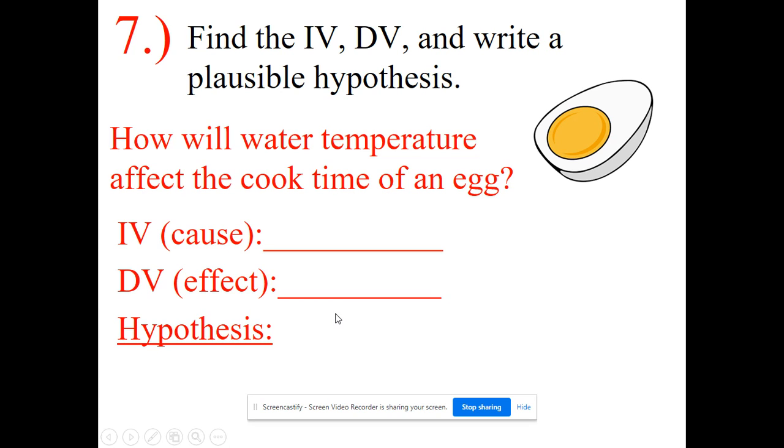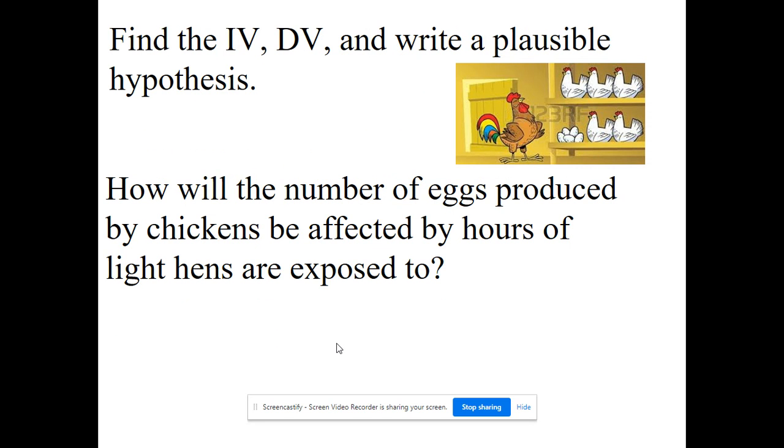So the hotter water temperature is going to be the cause of the change, and the effect is going to be on the cook time of the egg. We think it's going to cook faster. That's scenario one. A couple more examples, writing the independent variable, dependent variable, and hypothesis.